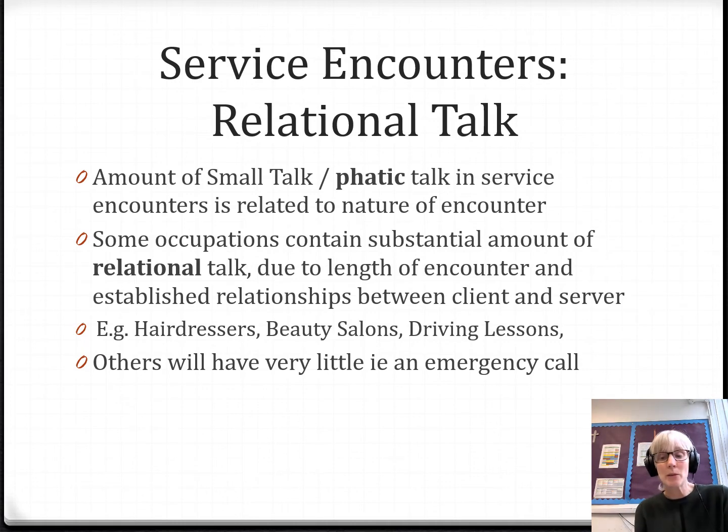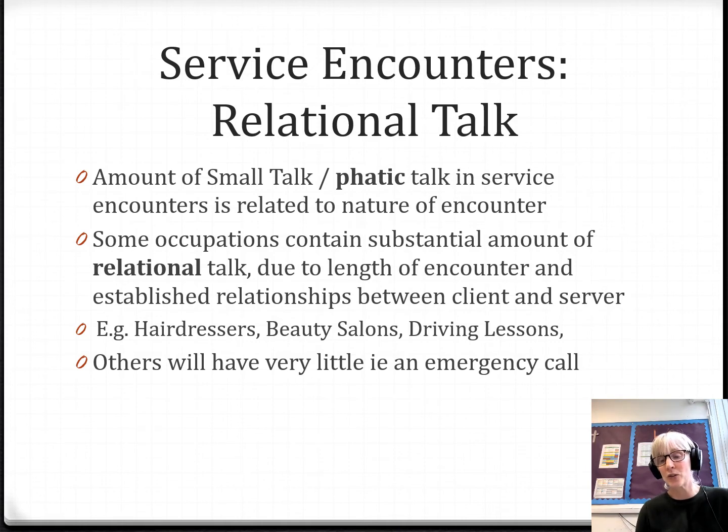There can also be some small talk, and that can very much depend on what kind of service encounter it is. So some occupations contain a substantial amount of this kind of small talk or relational talk, and that's often because of the length of the encounter, and also the fact that you repeatedly go back to the same person for the service. So hairdressers, beauty salons, driving lessons, for example, there's a long period in which you're providing the service where you're not talking about the service. That gap will very often be filled with small talk.